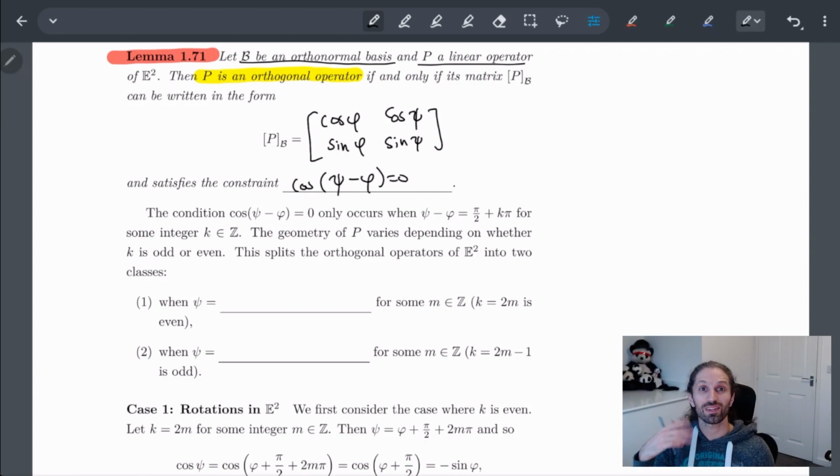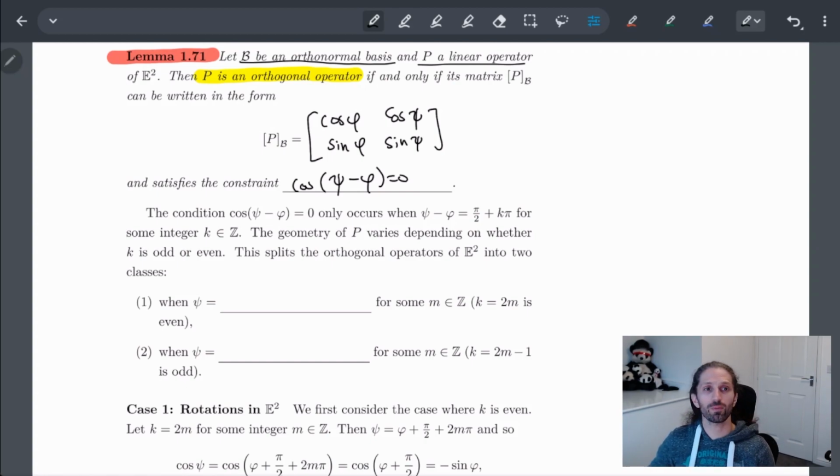Hiya! So in this video, we're going to continue talking about orthogonal operators, in particular linear operators satisfying certain constraints and what they look like in 2 dimensions. So in a Euclidean vector space of 2 dimensions, let's look at this.